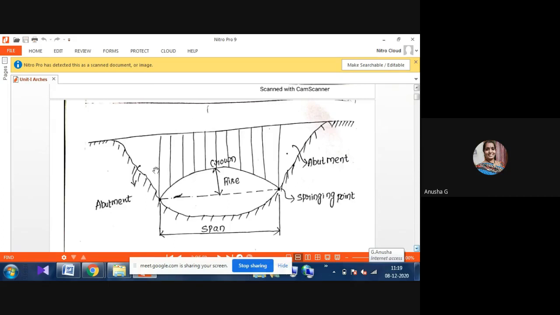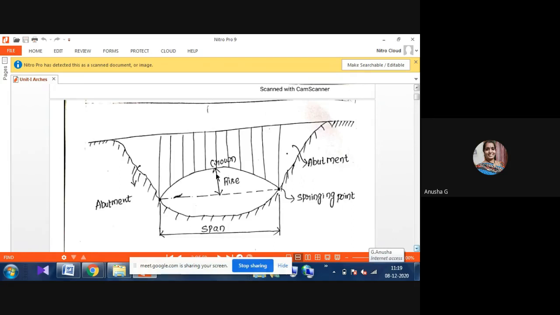Whatever loads are moving from one place to another on that road, that load will be carried smoothly to the sides, that is, to the abutments. We observe that in our normal daily roads. Why you have to consider arches: whatever load is acting will not be distributed directly to the ground. It will distribute uniformly, share from one place to another, and then go directly to the ground.